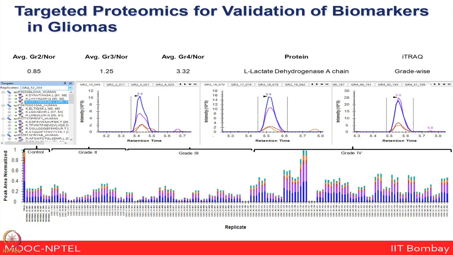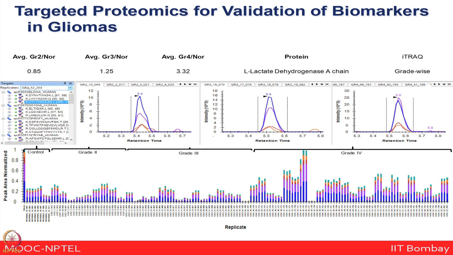One could utilize this information for the actual clinical work. For example, now we identified some specific targets for one of the studies in the brain tumor, and now we are only looking at that target across a large number of patients. These are the patients suffering from various grades of gliomas, grade 2, grade 3 and grade 4.